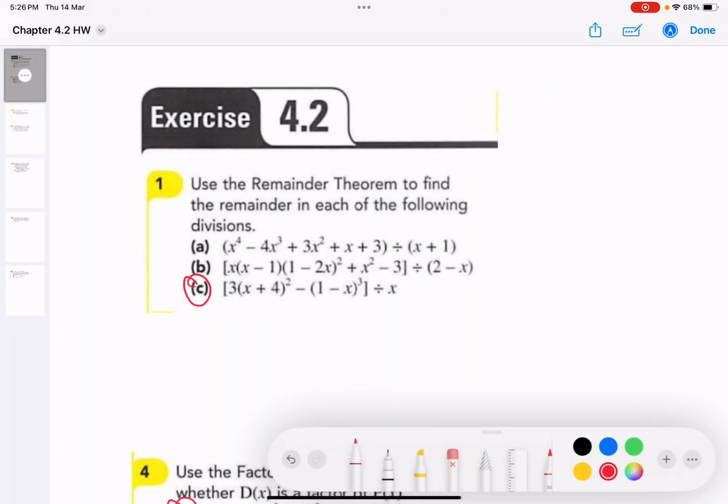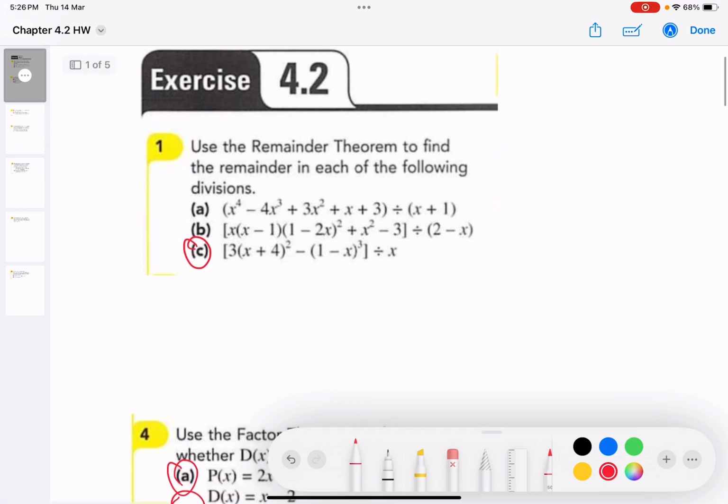Okay, so this is the holiday homework of your A Math exercise 4.2. This is on remainder and factor theorem. For question number 1, I just need you to do 1C. Use the remainder theorem to find the remainder in each of the following divisions.